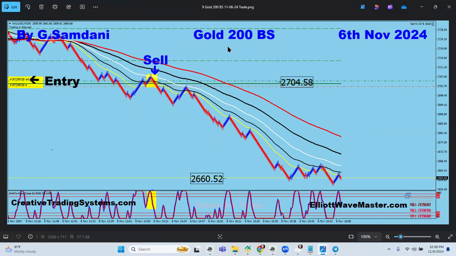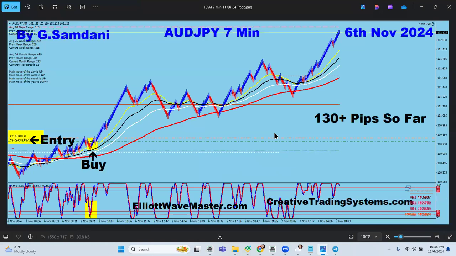On the 6th, gold from 2,000 bucks, a beautiful by-the-book entry. Sell order is right there. Went down here. Let me see more. Aussie Yen, I just recorded a little while ago. Again, this is the entry. Aussie got stronger, and look what happened, right?